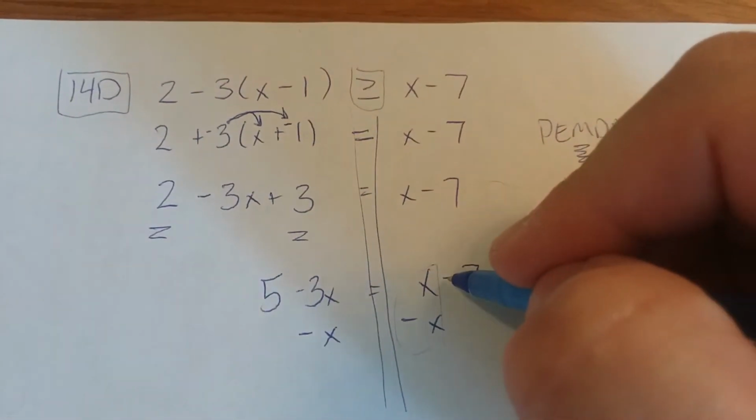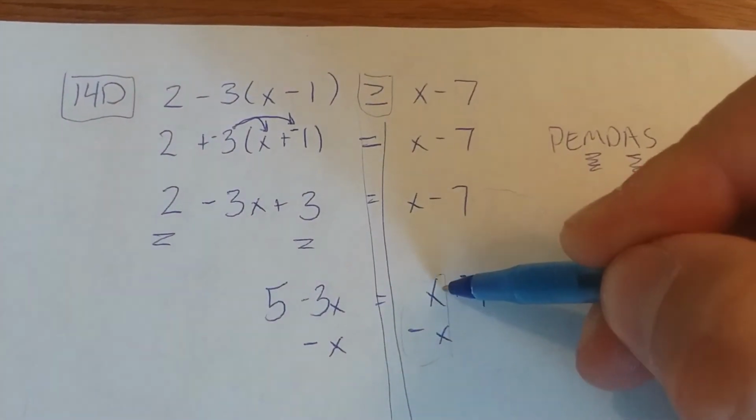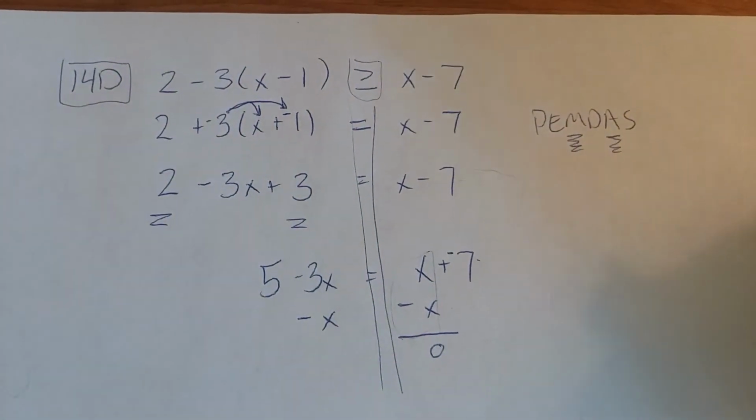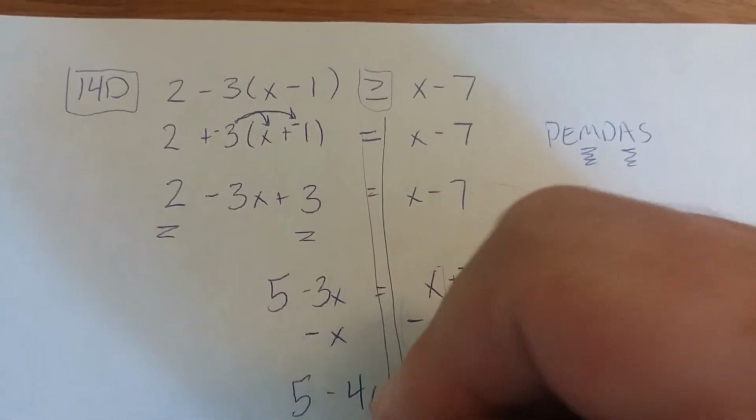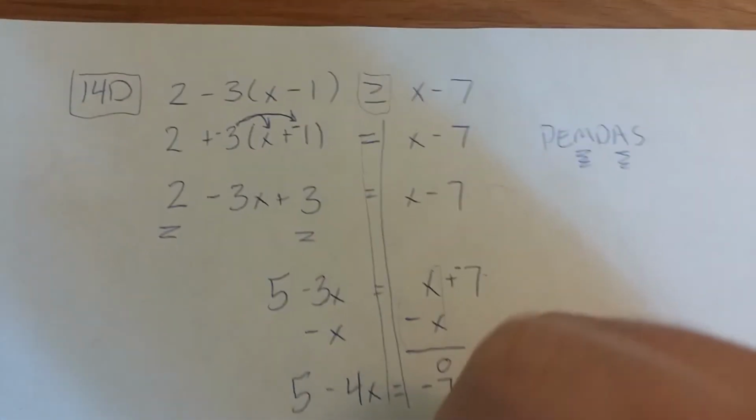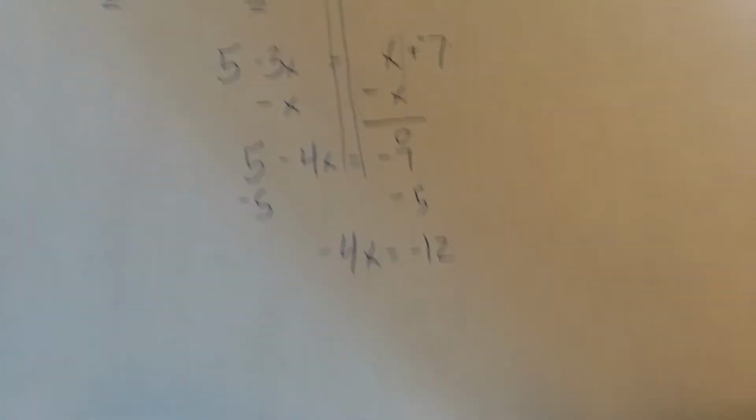Now it looks like minus, but that minus sign is with the 7. It is negative 7 plus x. So to remove an added x, we will use subtraction. So negative 3x minus x is negative 4x. I will subtract 5 from both sides. I get negative 4x equals negative 12. I will divide both sides by negative 4, and I get x equals 3.